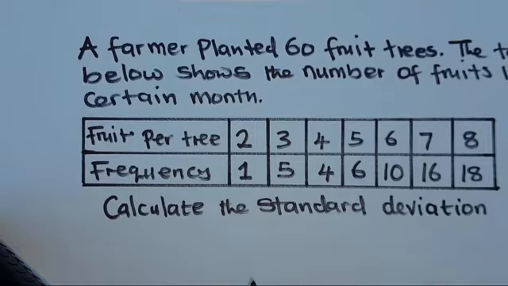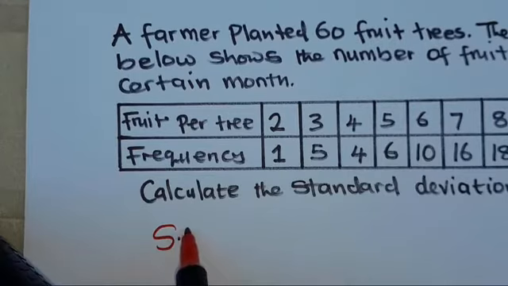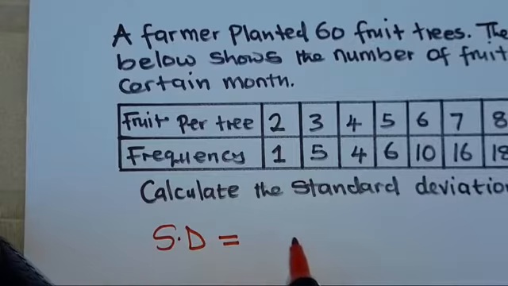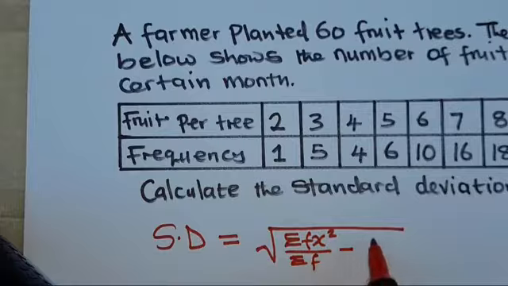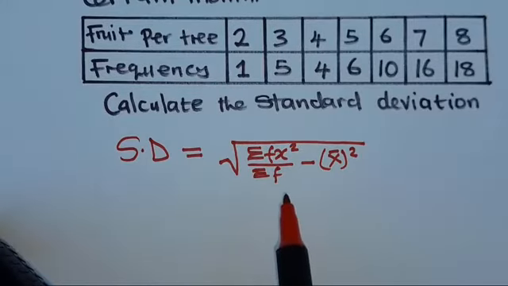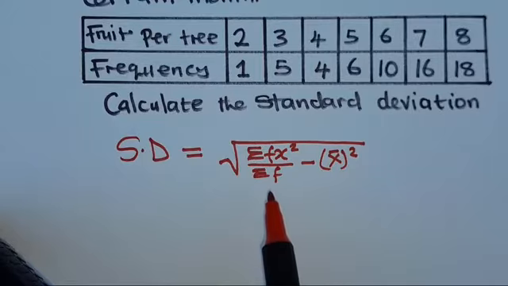Alright, for you to calculate the standard deviation, you are supposed to use the formula SD, which is the standard deviation, is equal to the square root of the summation of fx squared over the summation of f minus x bar squared. Alright, so this is the formula that we're going to use when calculating standard deviation. So you have to master this formula because this formula is very important.